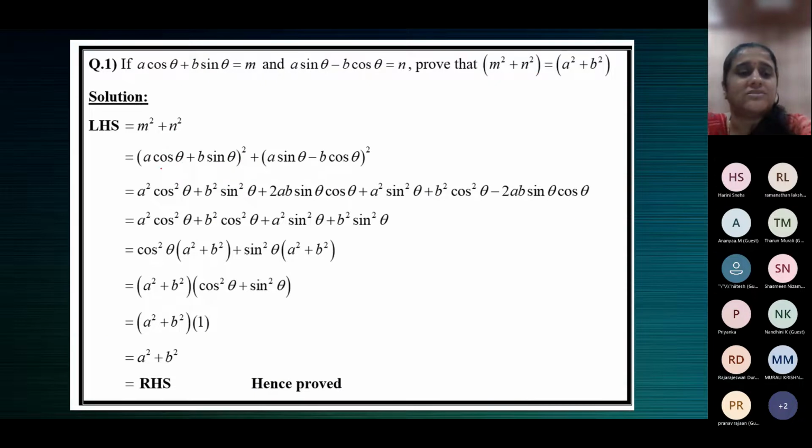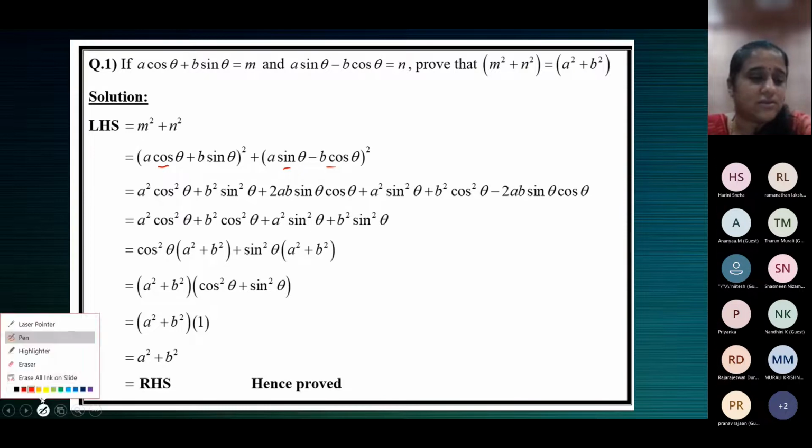Next, clearly it's like X plus Y the whole square and X minus Y the whole square. If you know the identity, you can use the identity straight away, and there'll be very few steps. But I have really expanded. I'll tell you how to use the identity also. If it is for 1 mark, you can use the identity. You don't have to show the steps. Now I have expanded here using the formula.